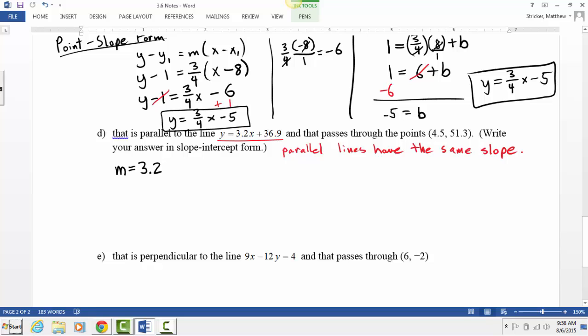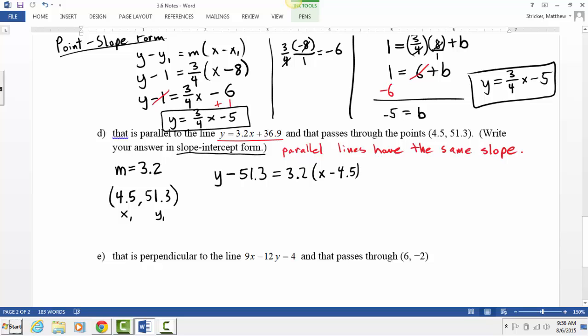And then we're given a point. We're given the point 4.5, comma 51.3. We can go ahead and use point-slope form. We have y minus y1. What's y1 going to be? 51.3. Then we have m, which is 3.2, times x minus x1, which is 4.5.